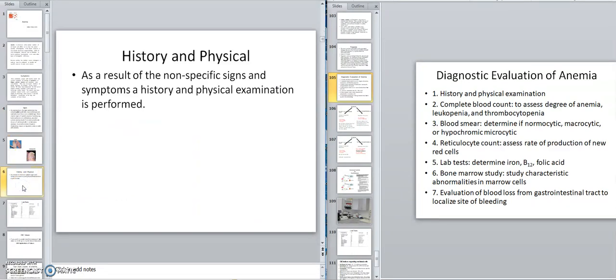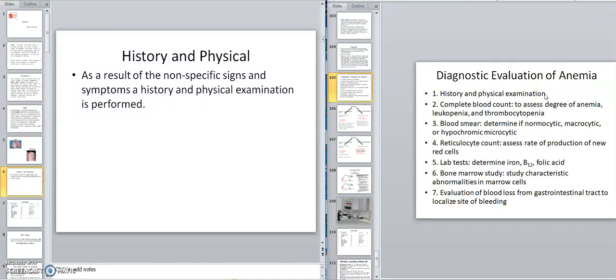So we go history and physical. Okay. So let's go over here. Now, what is the diagnostic workup for anemia? It's the same workup you do for any condition. It's the same workup as far as the first part. The first part is a new patient comes into the office, or an older patient comes in that's been around. The first thing you do is a history and physical exam.